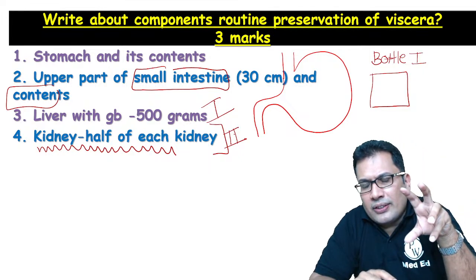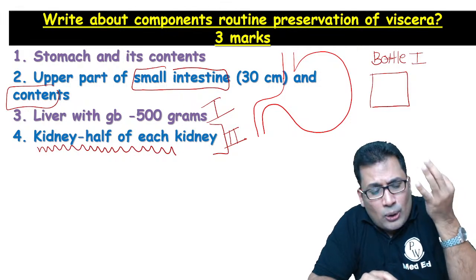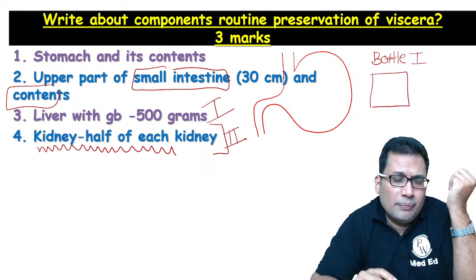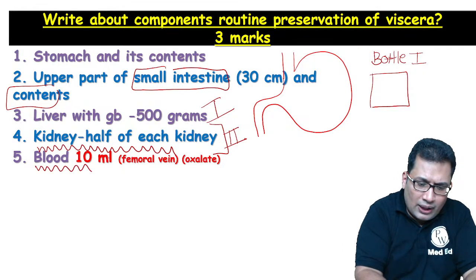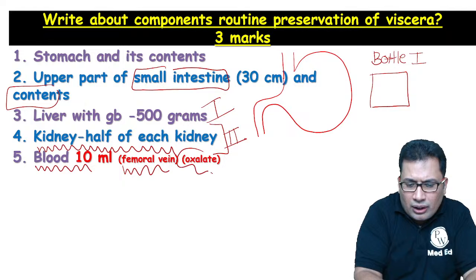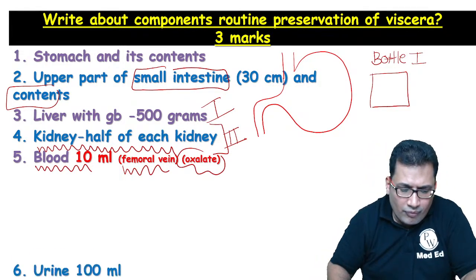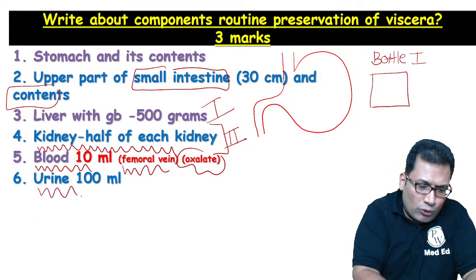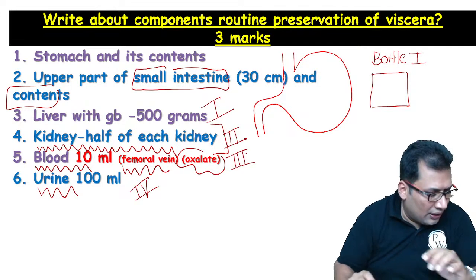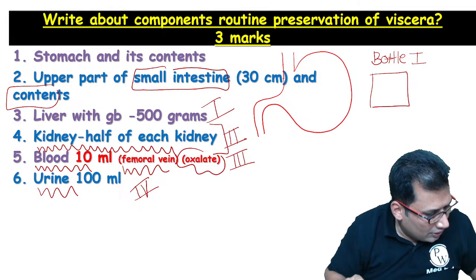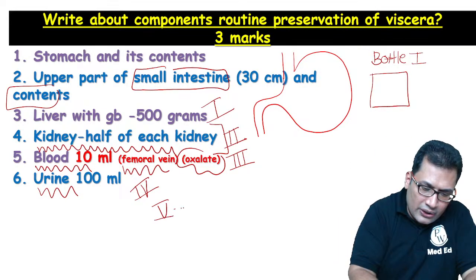So there are 5 bottles in organ preservation. Bottle number 1: stomach, intestine and contents. Bottle number 2: liver, gallbladder and kidney. Bottle number 3: blood, around 10 ml, usually taken from the femoral vein. The common preservatives are calcium oxalate along with EDTA. Bottle number 4 is urine. And the last bottle, number 5, consists of the preservative.